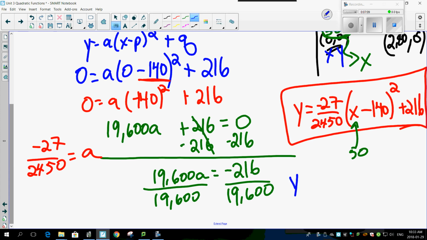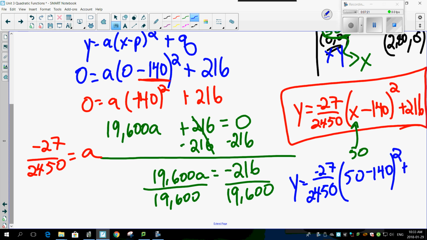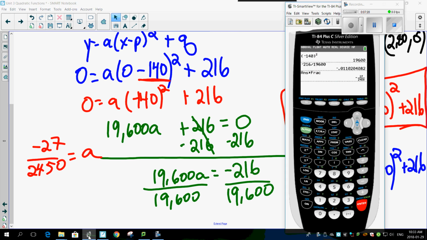Watch, you have y equals minus 27 over 2450. That's the only part that's a little bit difficult. Times (50 minus 140) squared plus 216. Now, that sounds like a calculator problem. Let's go and do this, and I'm going to show you two different ways of doing this right away.